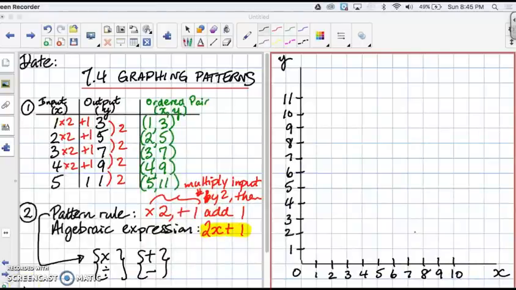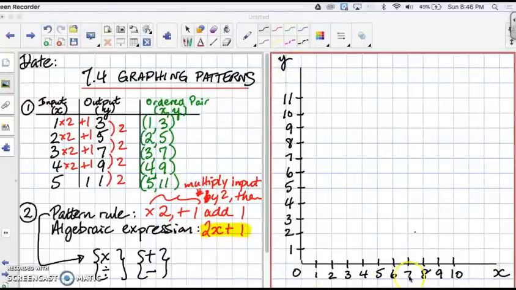So at this point, I have jumped ahead, and you may want to pause the recording now in order to catch up with what I have written on my page. So what I've done is I've created an XY coordinate grid, and I've used a scale of 1 on both the x-axis and the y-axis. So remember, the horizontal axis is called the x-axis, and the vertical axis is called the y-axis. So make sure you have those copied down on your page.